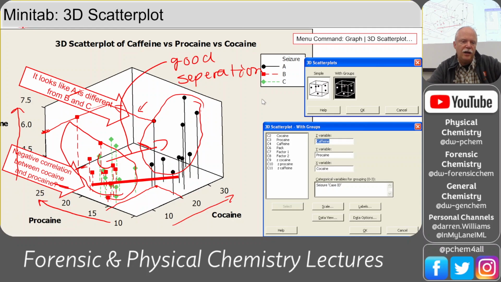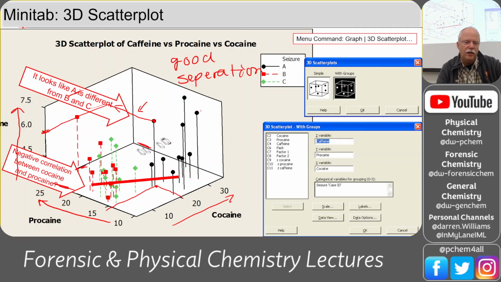Okay, and there's a negative correlation between cocaine and procaine. So let's see if we can figure that one out. If we look down at all of the data, we see that when cocaine is high, procaine is low. All of this group is down here in this part of the procaine region. So the high cocaine region overlaps with the low procaine region, and vice versa. So when we're high in procaine, we're low in cocaine.